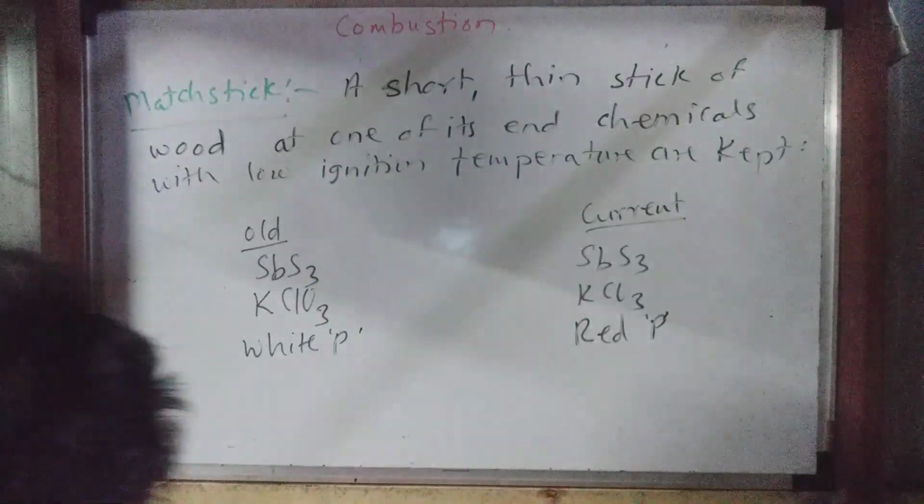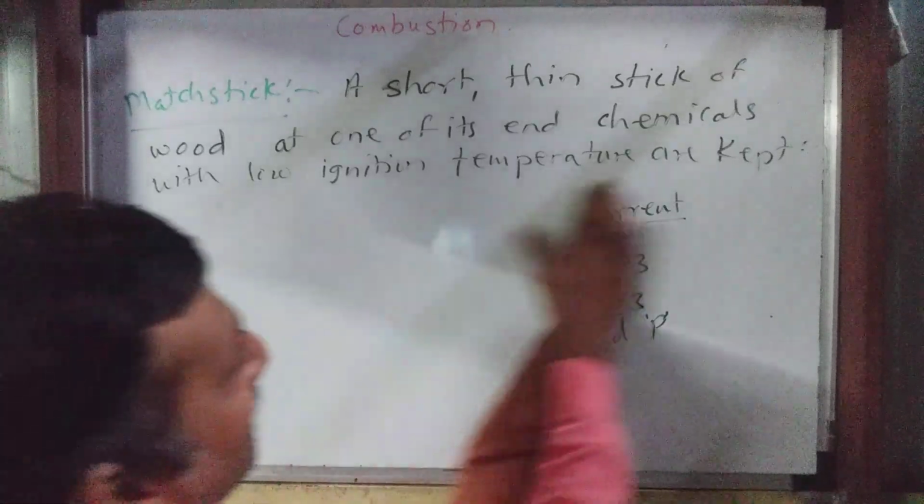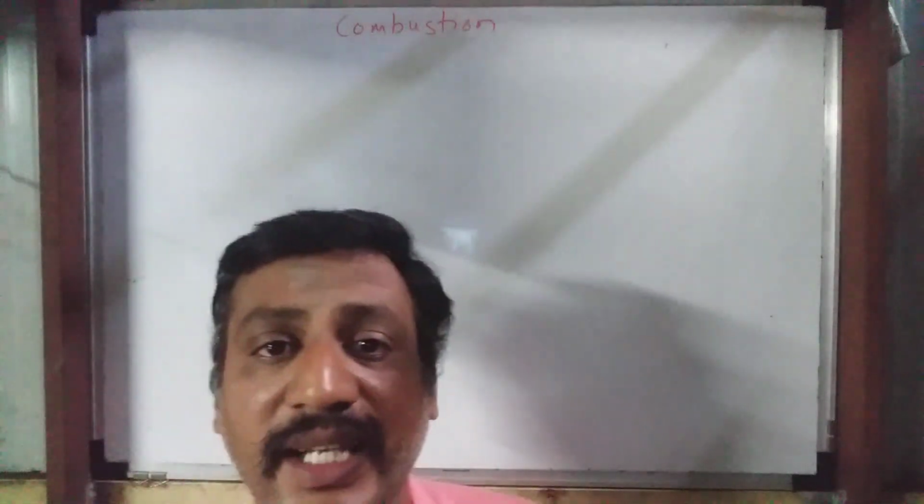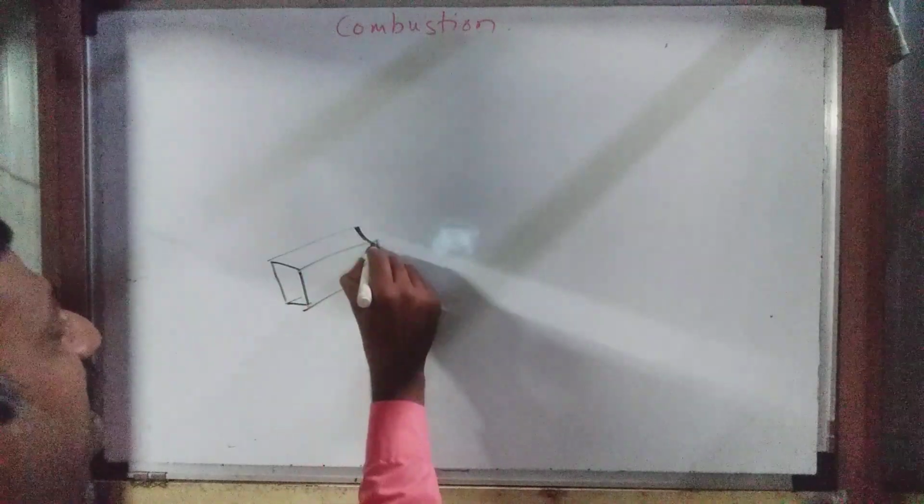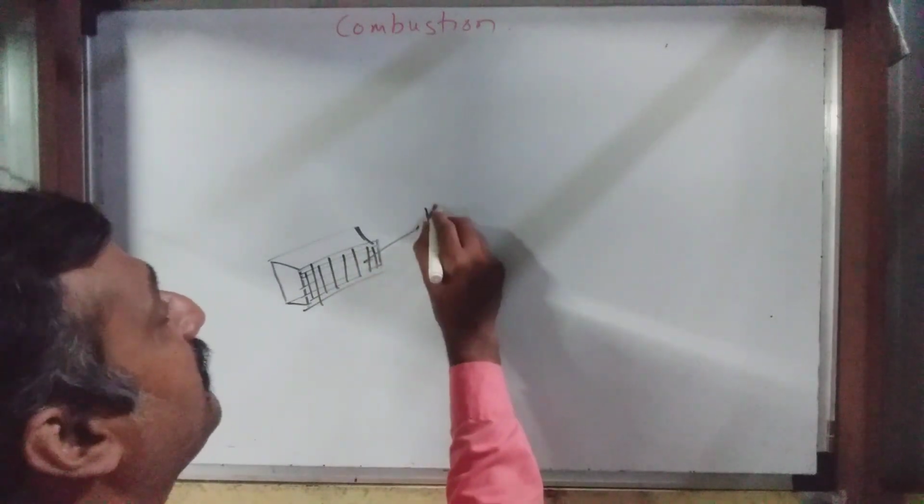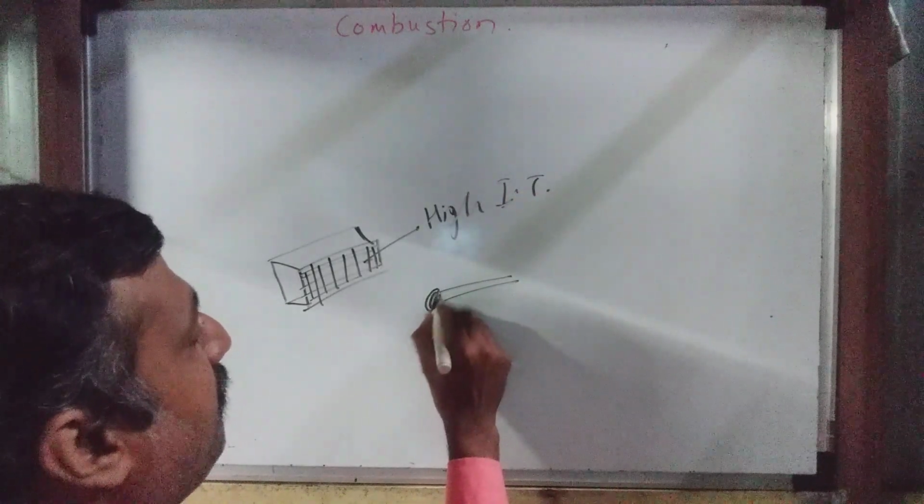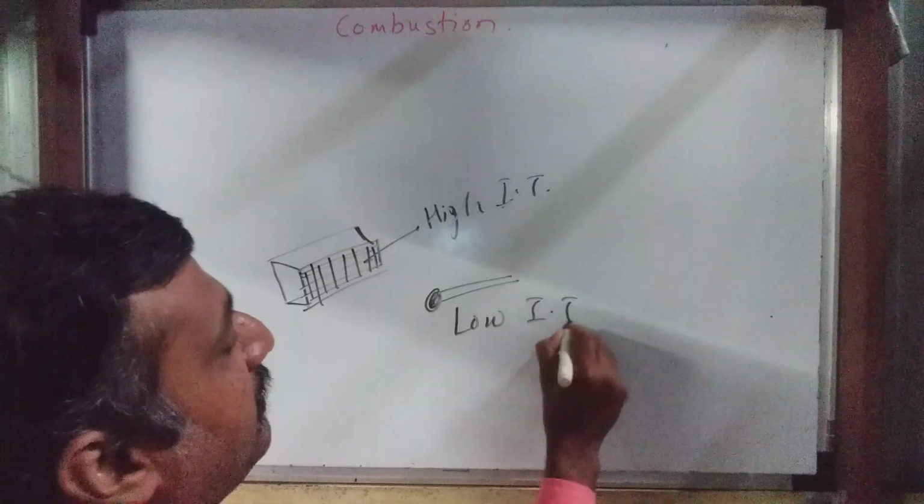Okay, now dear friends, let's see the next thing about the matchstick, that is how a matchstick is lit. What is the mechanism? Suppose here we have the matchbox. I try to sketch it. Here there is a rough surface of the matchbox. Just imagine, this is the rough surface of the matchbox. This rough surface has a high ignition temperature, and here we have the matchstick, which has a low ignition temperature.